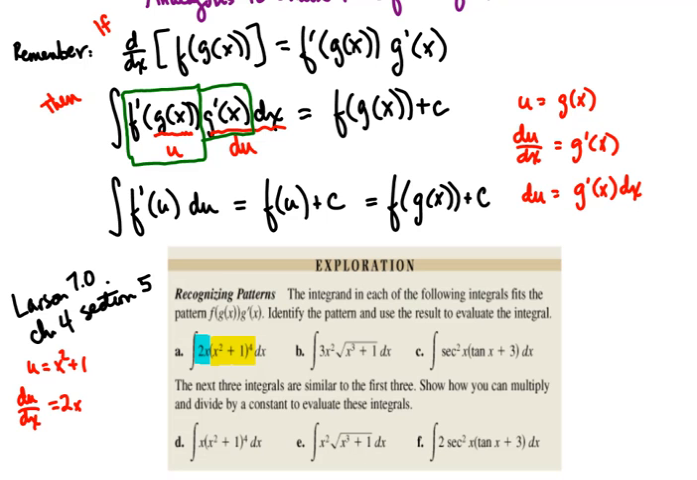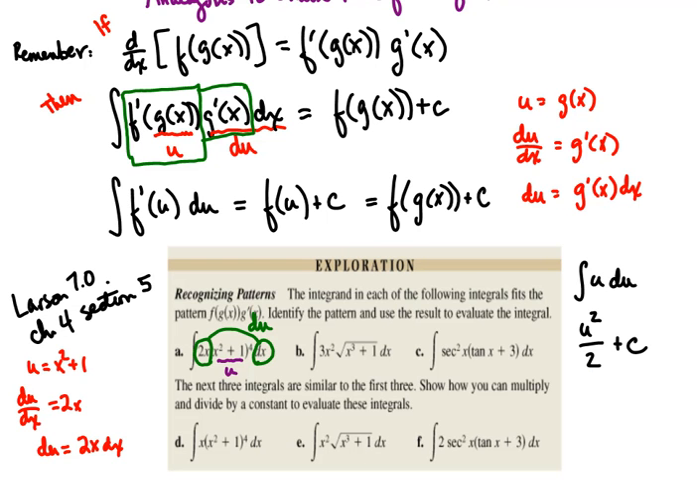Taking the derivative, we get du dx is equal to 2x. Solving for du, we get du is equal to 2x dx, which we can then swap out in the original integral. And the x squared plus 1 is just u. So now that whole thing just becomes the integral of u du, which is u squared over 2 plus c. And substituting x squared plus 1 back for u, we get x squared plus 1 quantity squared over 2 plus c. And we're done.